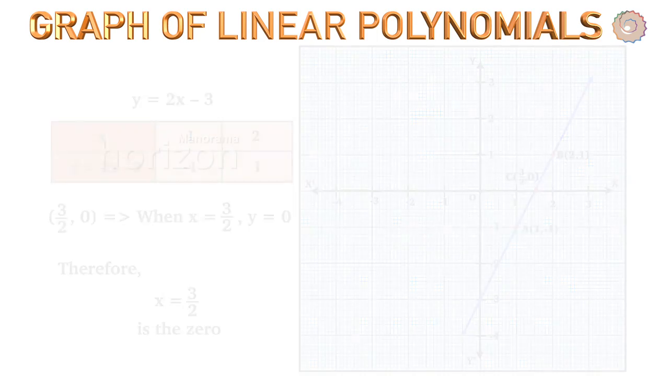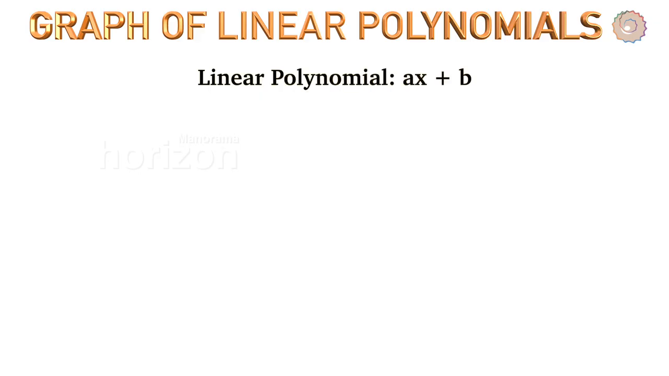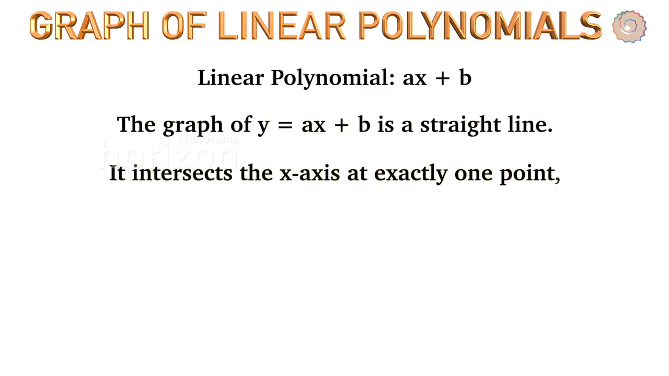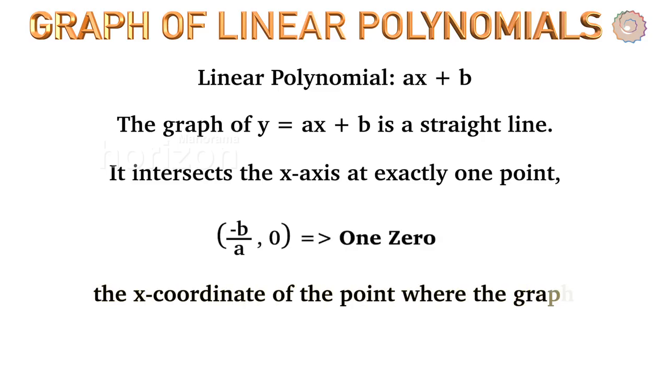So generally, we can say that for a linear polynomial ax + b, a not equal to 0, the graph of y = ax + b is a straight line which intersects the x-axis at exactly one point, namely (-b/a, 0). Therefore, the linear polynomial ax + b, a not equal to 0, has exactly one zero, namely the x coordinate of the point where the graph of y = ax + b intersects the x-axis.